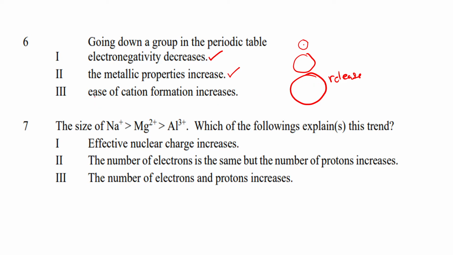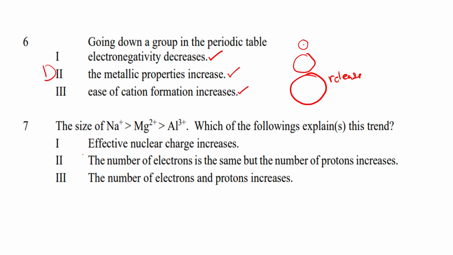And then ease of cation formation increase. So semakin mudah untuk release the electron. So this is true. 1, 2, 3. So the answer is D. Next, question 7.